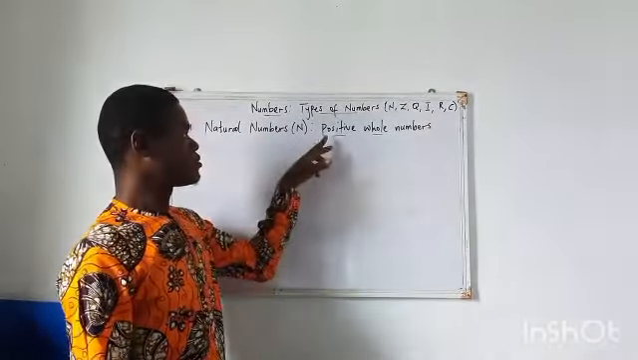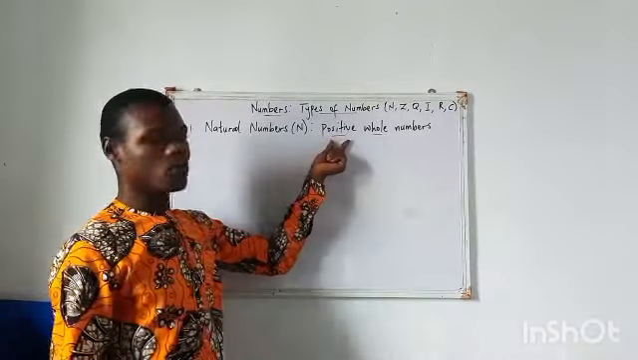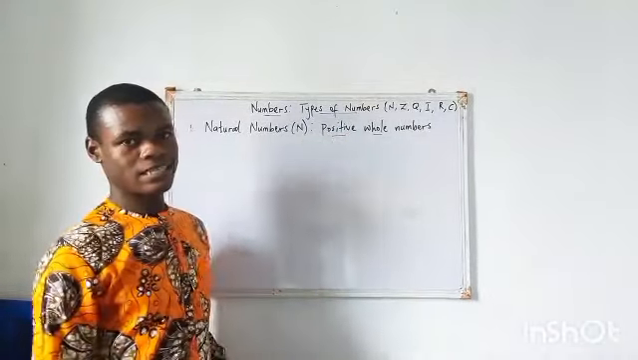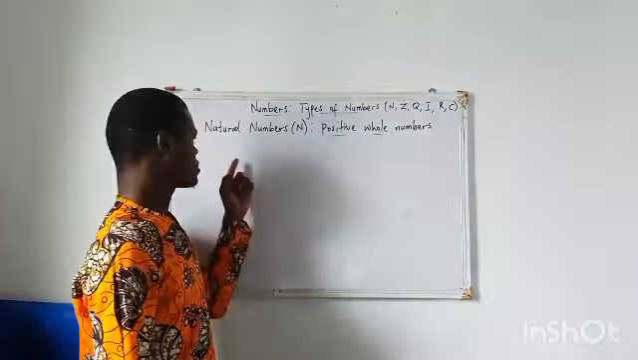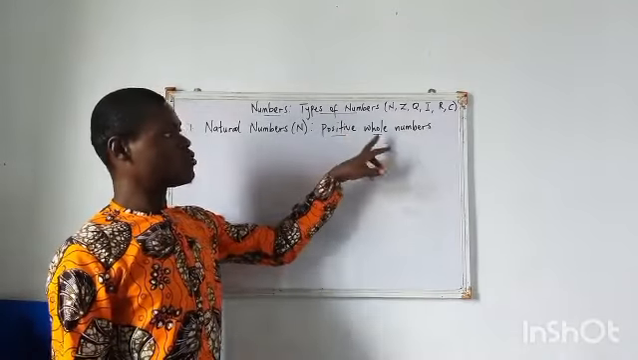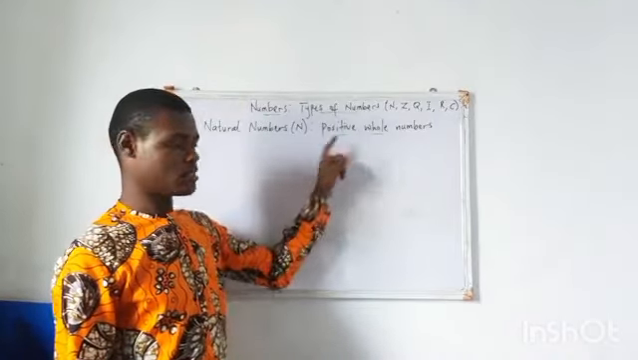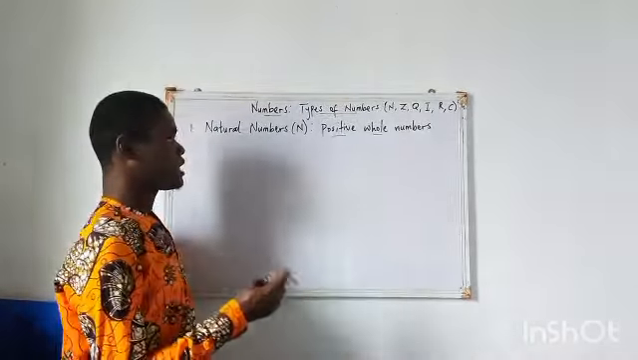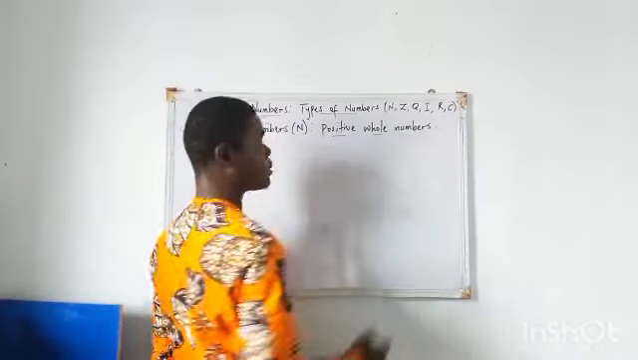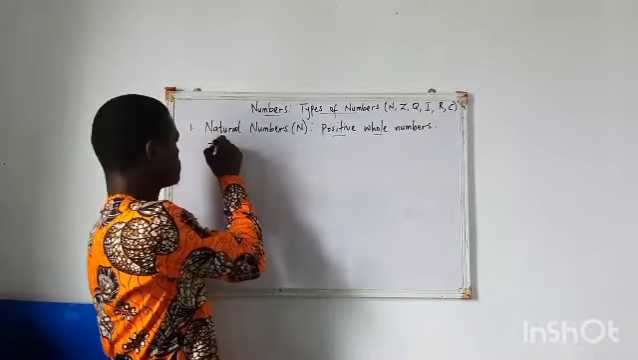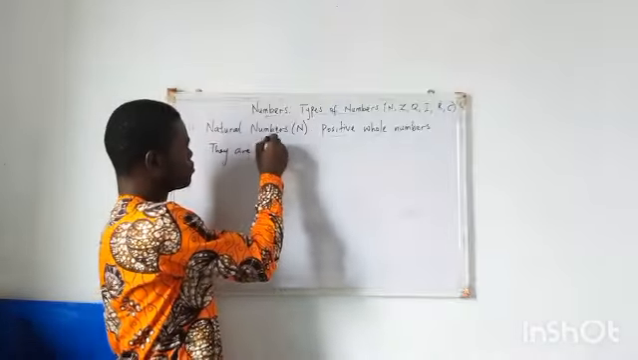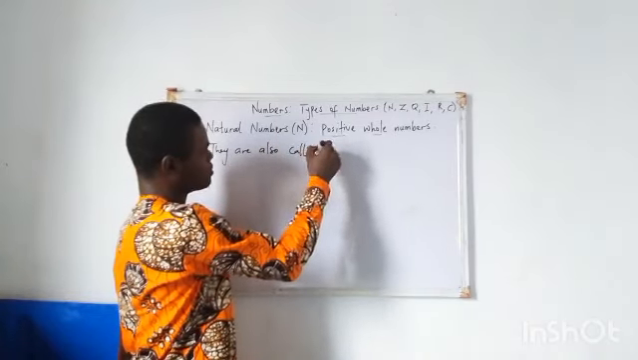We'll get to that. So the key word is also positive. Any number that is negative is not a natural number. So natural numbers are positive whole numbers. They are whole numbers that are positive. Alright? So they are also called counting numbers.